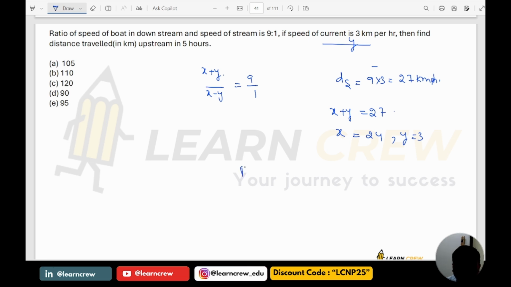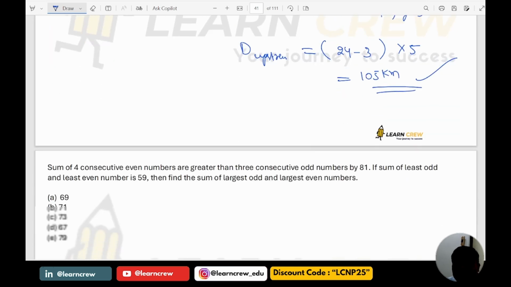So distance traveled in upstream in 5 hours. Distance is how much? Speed into time. So speed is here upstream speed: 24 minus 3, 21, into 5. So answer is 105 km.